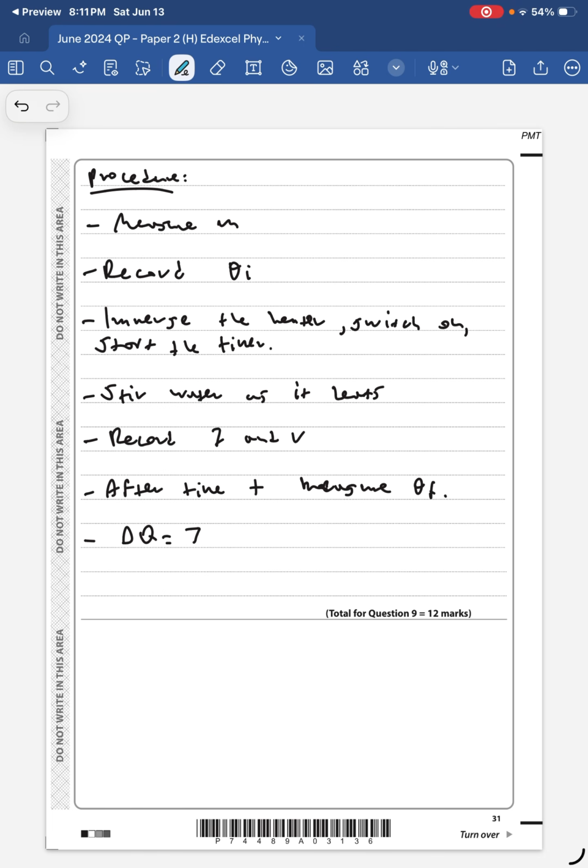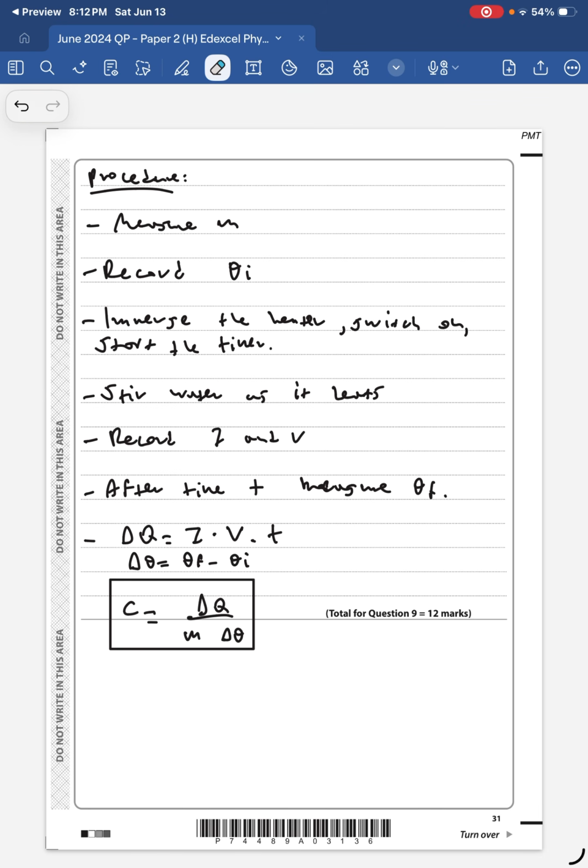And to calculate C, you need delta Q. The input is going to be current times voltage times the time, okay? Delta theta is theta final minus theta initial. So C is going to be delta Q over mass times delta theta, and this will give you the specific heat capacity of water. Okay, let me just use a dot for the multiplication. I don't really like using cross. I guess it's a GCSE thing, but I don't like it.